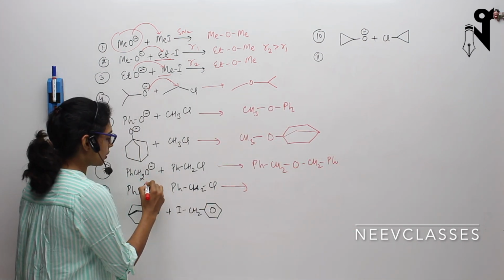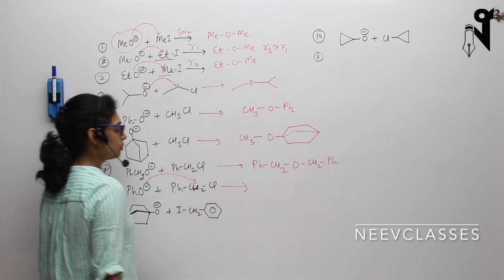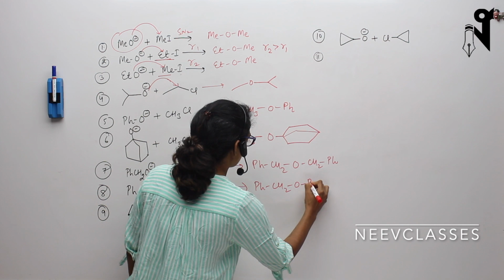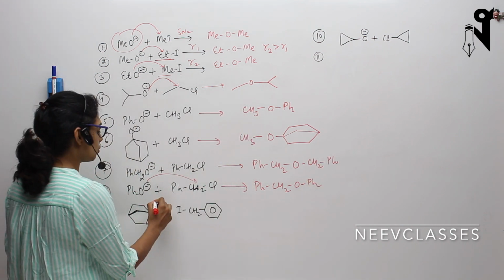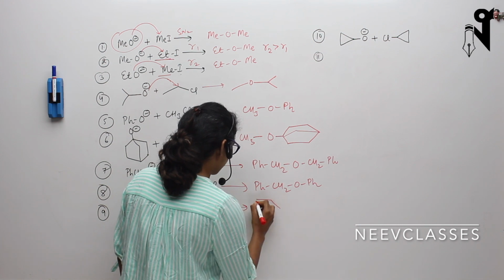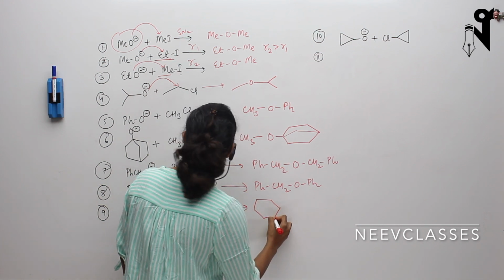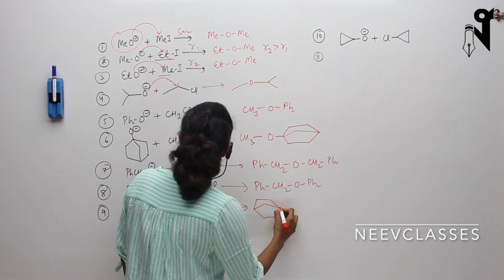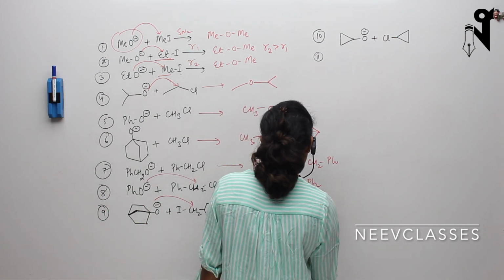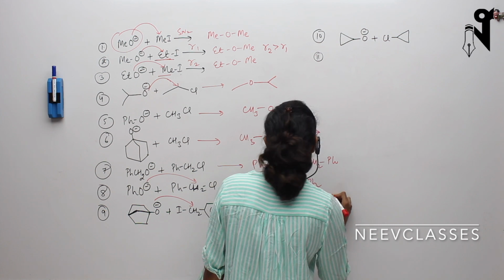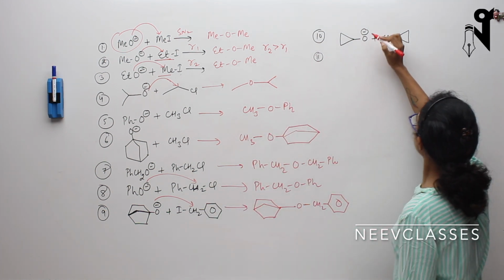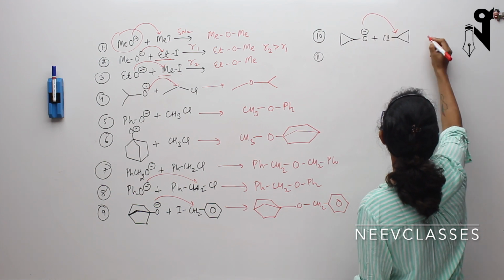Again, this PhO minus will attack on this CH2, forming PhCH2OPh. This O minus attacks on this CH2, forming the product. And wherever inversion is possible, wherever a change in configuration is possible, inversion will take place there. Again, this will attack over here, forming the product.